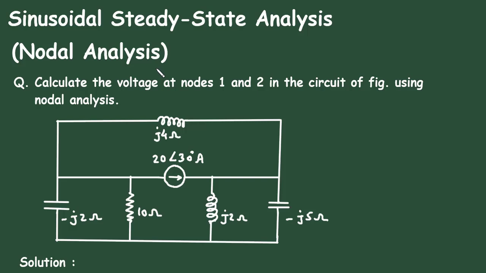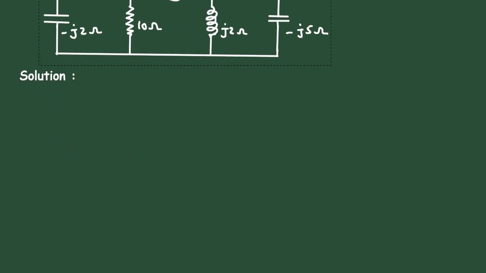In this video, we will see an example on sinusoidal steady state analysis, nodal analysis. Question: calculate the voltage at nodes 1 and 2 in the circuit of the figure using nodal analysis. So here for this circuit, we have to find the value of this node voltage and this node voltage. First of all, we will copy this circuit from here. Now let's see the solution.